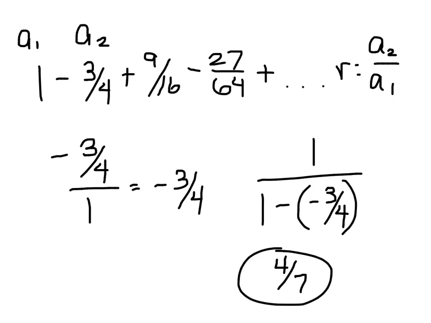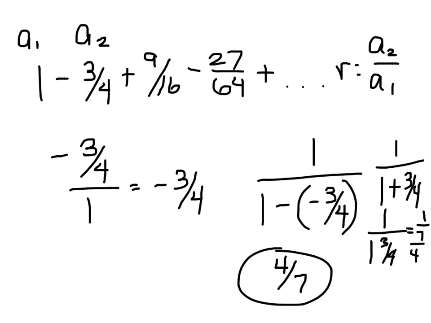Now again, here's how it would have happened. You would have had 1 over 1 plus 3/4, which is 1 over 1 and 3/4. Bless you. But yeah, either way, let's go with it. Or it's 1 over 7/4, then you multiply by the reciprocal to get 4/7.